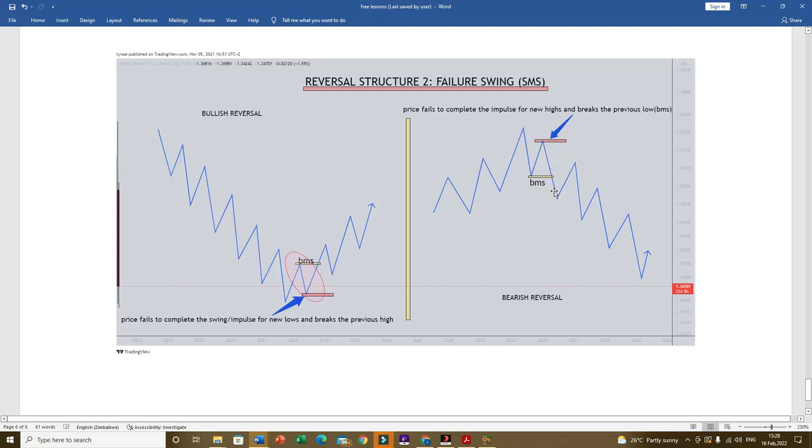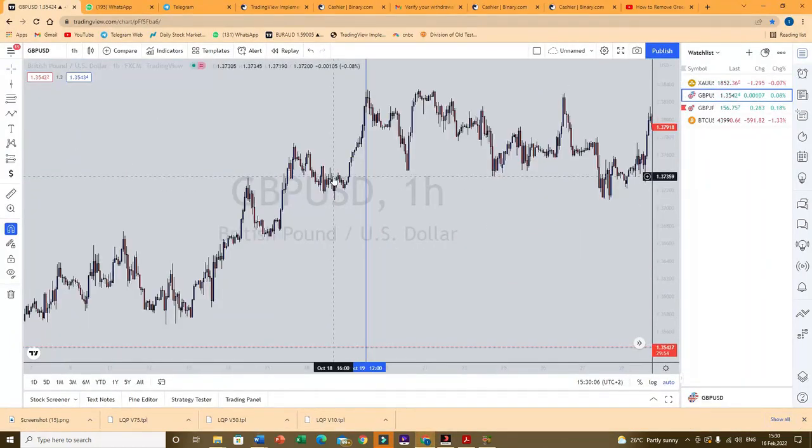So when it comes down to break the previous low now, it has failed to create a new swing, or a new impulse, and it's breaking the previous low. So violating the two rules brings about the failure swing. The moment it breaks this previous low, giving us a BMS, we wait for our price to retrace back into the structure. When price is retracing back into the structure, we look for sell trades and we start selling into that market going down. So this is a failure swing. So we can go to the chart. Yes, we are talking about the failure swing.